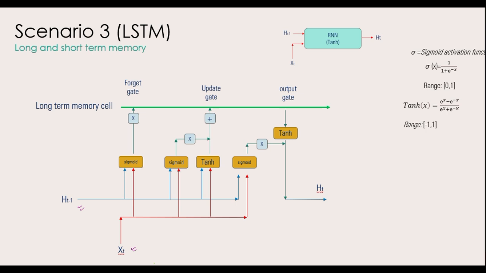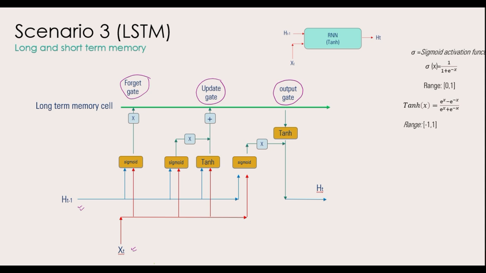Now, coming back to the long-term memory cell, it has three gates. One is the forget gate, which is used to delete certain values from the memory cell. The update gate, which is used to add certain values to the memory cell. And the output gate, which is used to read the value from the memory cell. Let's see each gate one by one.